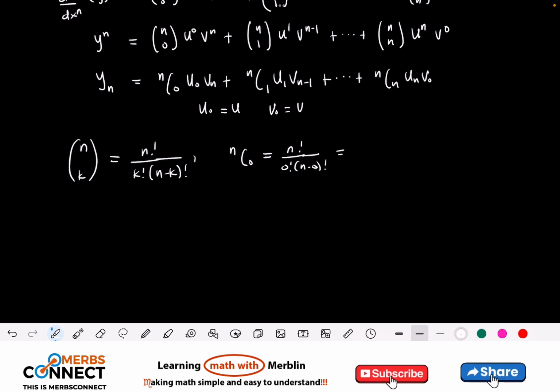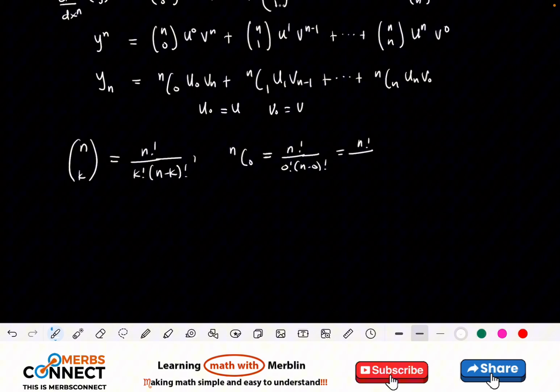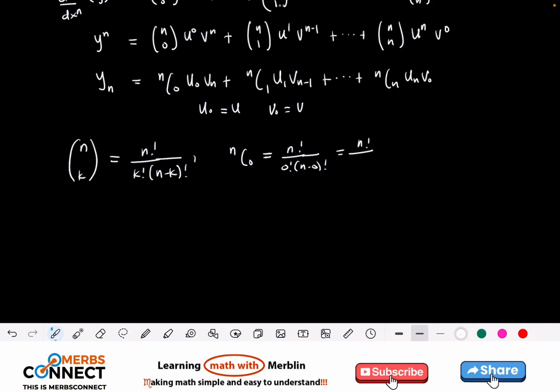And this is going to give us n factorial. 0 factorial is 1, and then n minus 0 is n. So we are going to have n factorial. This will cancel this, and we are going to have 1. So you can even have it off head that n combination 0 is 1, for any n. But remember, n is a natural number.